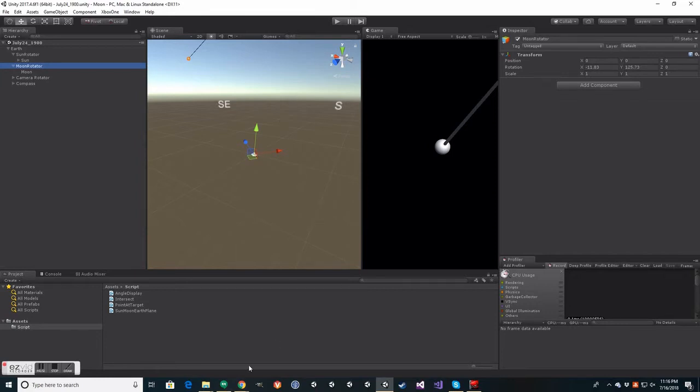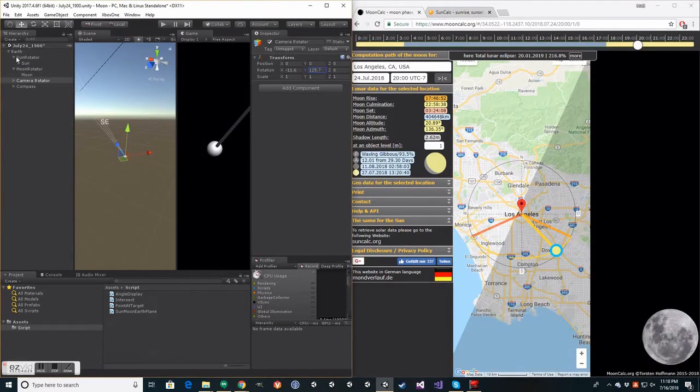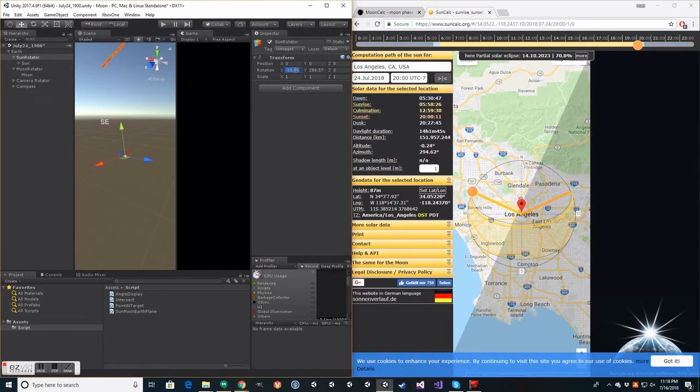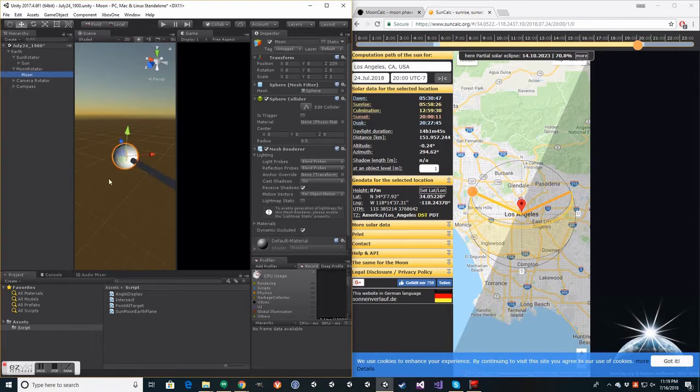So what coordinates did I choose? For the moon, we'll put the moon at 20.89 and 136.35. And the sun at 8 o'clock will be at 4 and 294.62. All right. Let's see the moon. See my little connector is still connected.